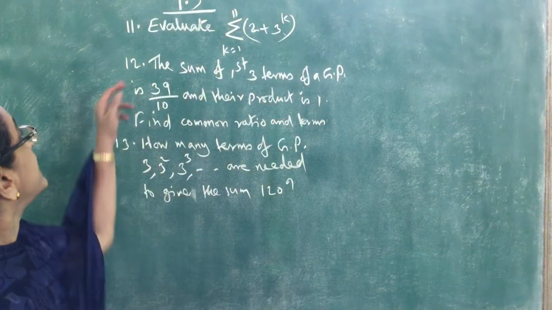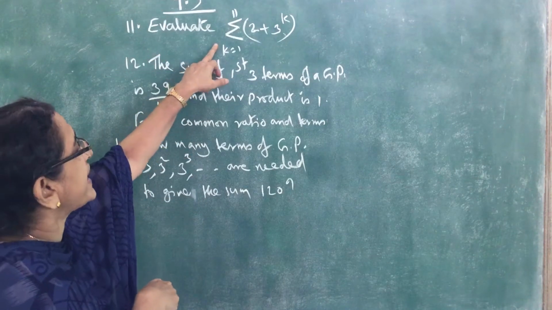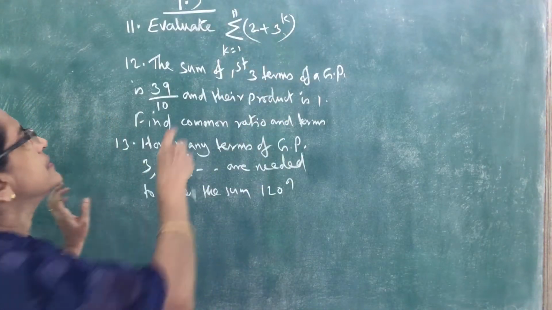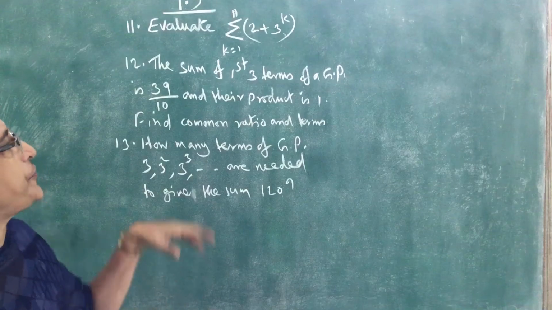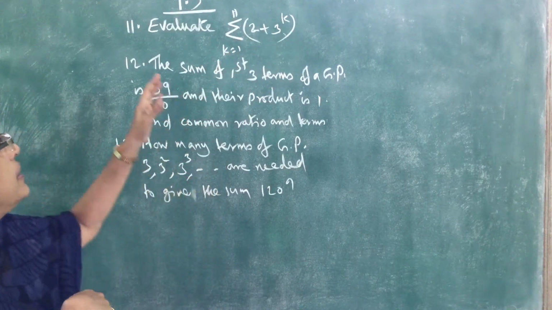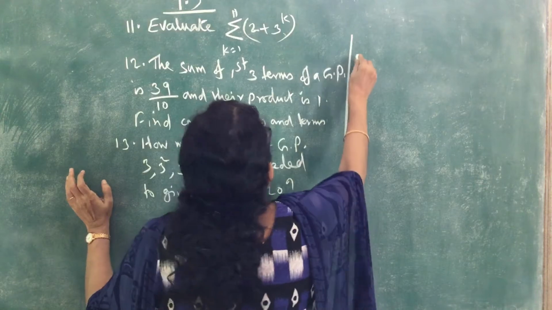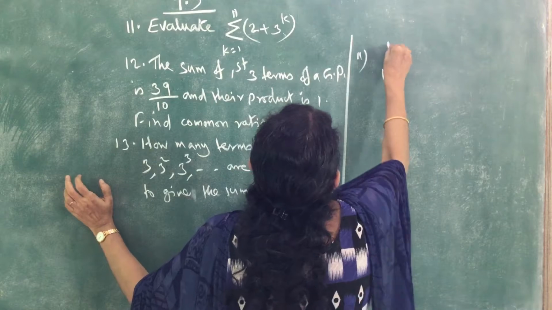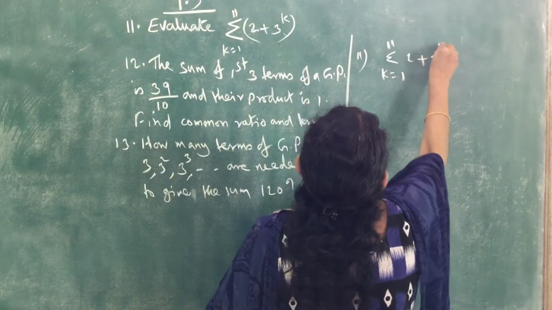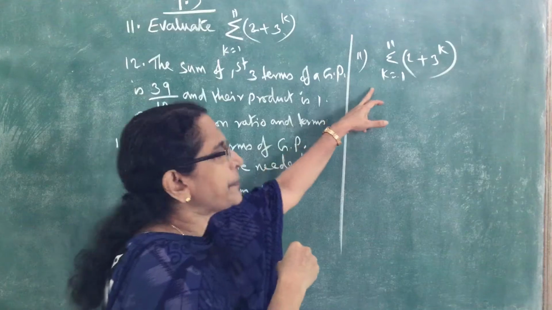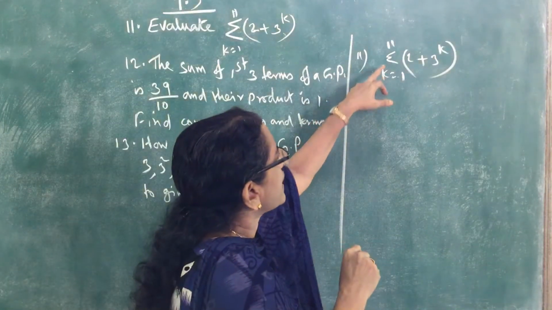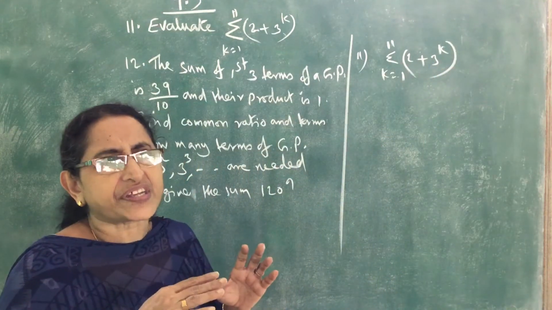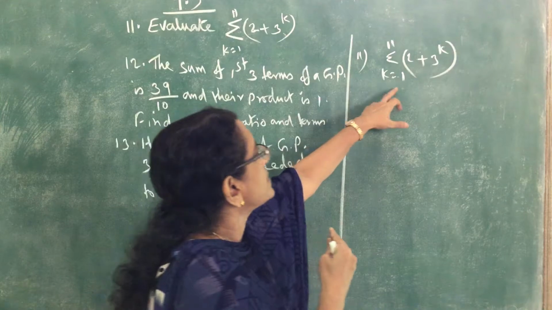Exercise 9.3, 11th one. Evaluate sigma k equal to 1 to 11 of 2 plus 3 raised to k. So we have to find the sum. Here sigma means sum. So we have to find the sum of the terms when k varies from 1 to 11.